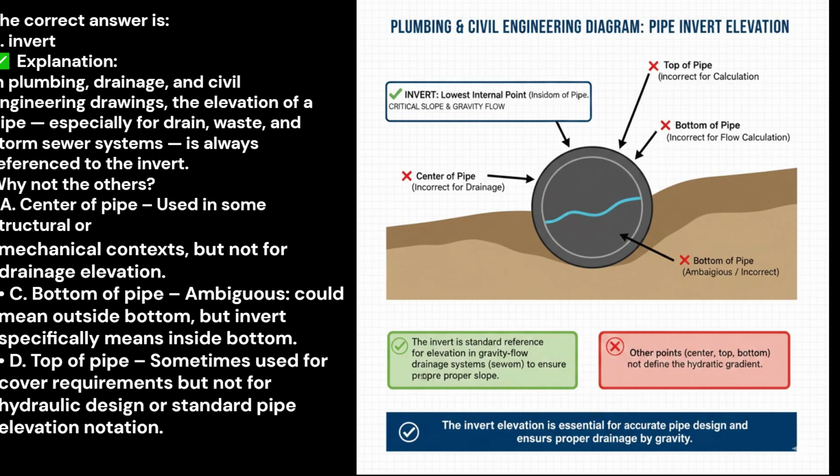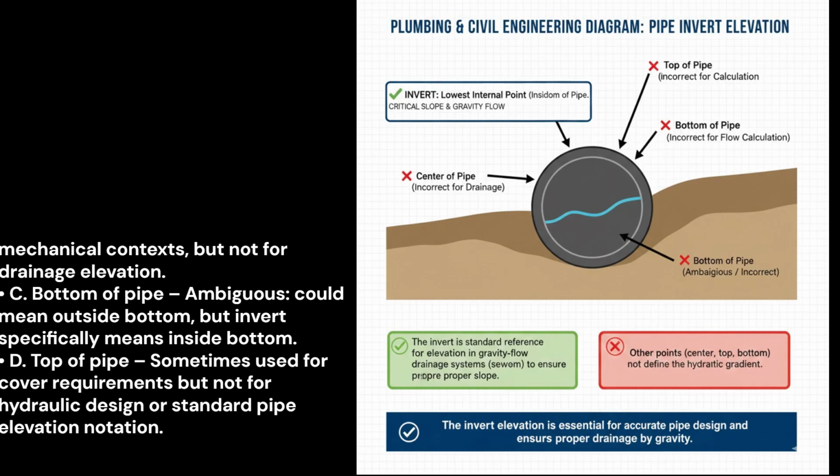Why not the others? A. Center of pipe: used in some structural or mechanical contexts, but not for drainage elevation. C. Bottom of pipe: ambiguous, could mean outside bottom, but invert specifically means inside bottom, which is what matters for flow. D. Top of pipe: sometimes used for cover requirements, for example, 2-foot cover over top of pipe, but not for hydraulic design or standard pipe elevation notation. Final answer, B.